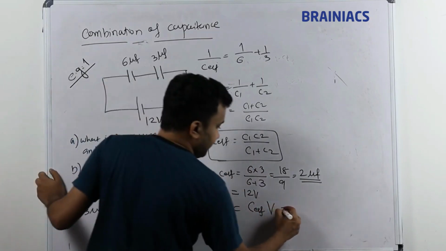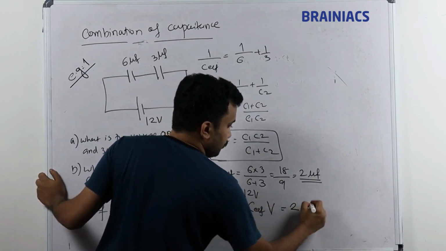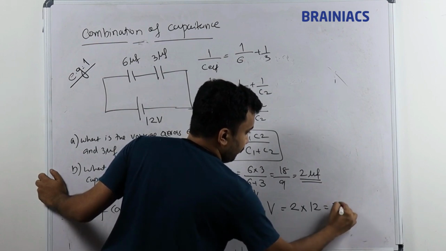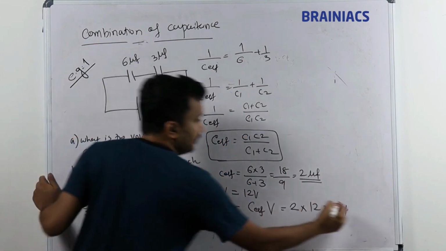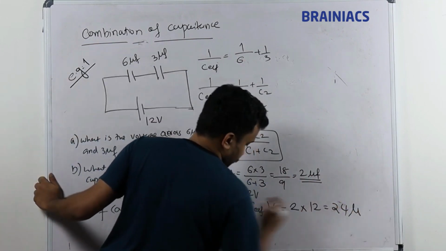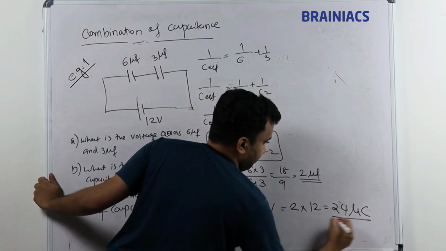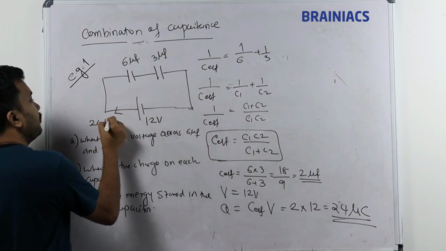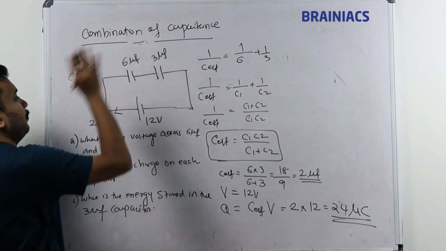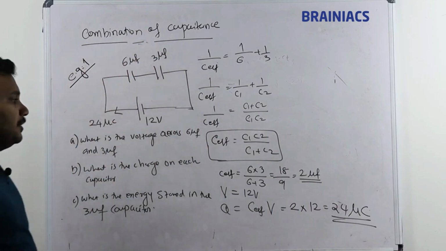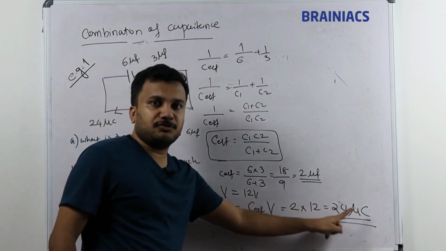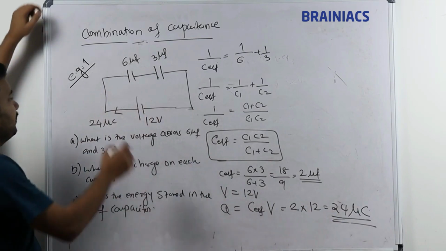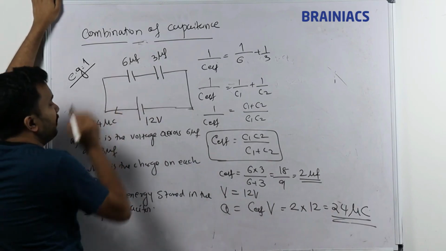So what is C effective? 2. What is the voltage? 12 volt. So we'll get 24. This is micro and this is volt, so the charge is in microcoulomb. Which means 24 microcoulomb charges are flowing through the system. So 24 microcoulomb will be passing here.